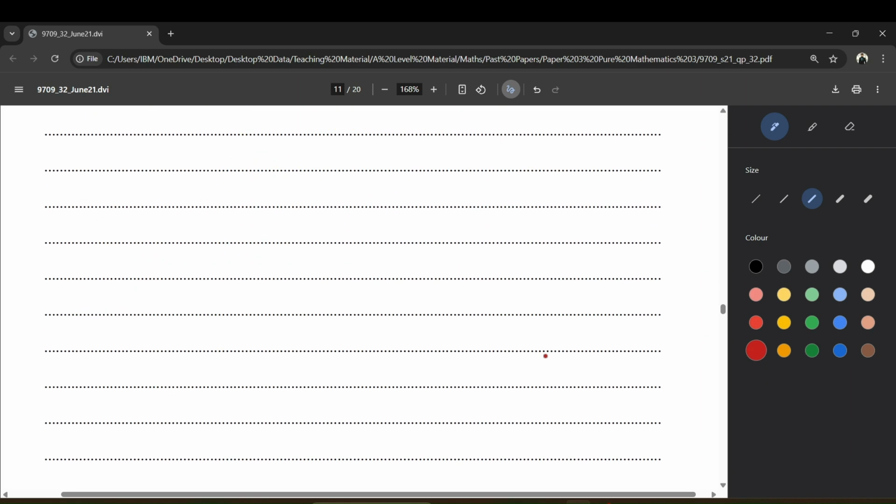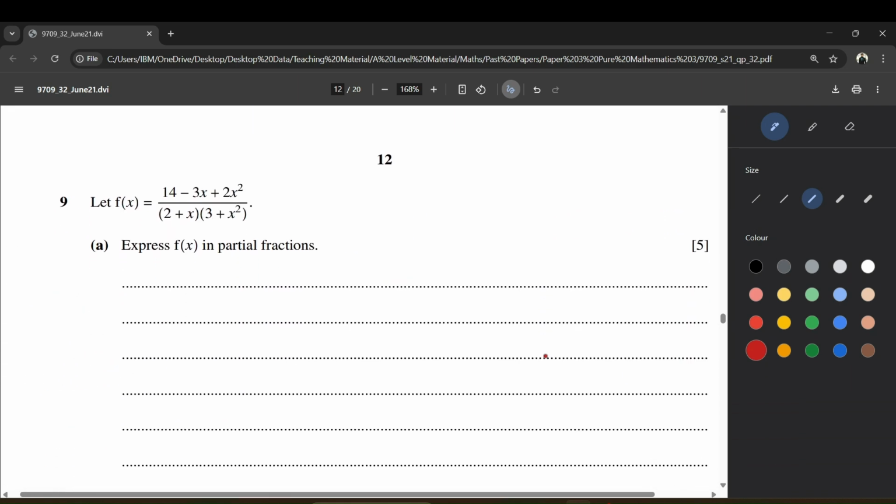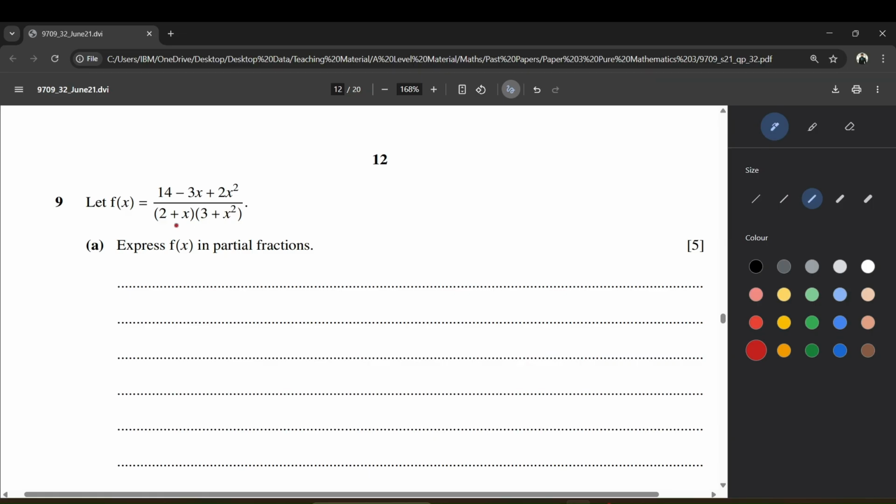All right, so let's move to the next question. Question number 9. Let f of x equals 14 minus 3x plus 2x squared divided by 2 plus x times 3 plus x squared. Express f of x in partial fractions. Okay, so what we can notice here is that this is a linear factor and then this is a quadratic factor.